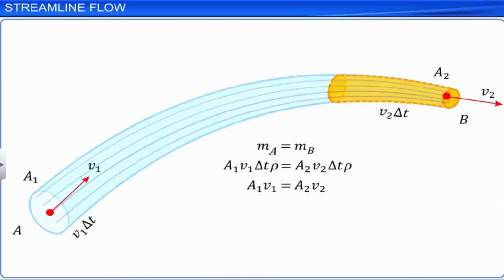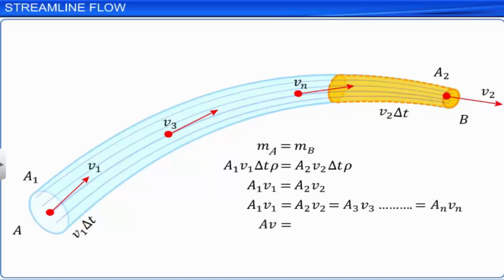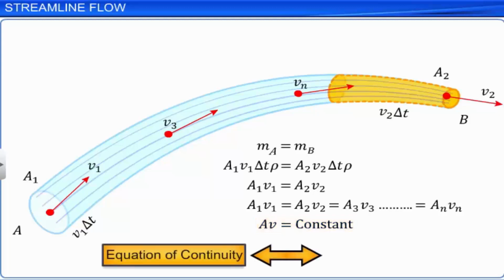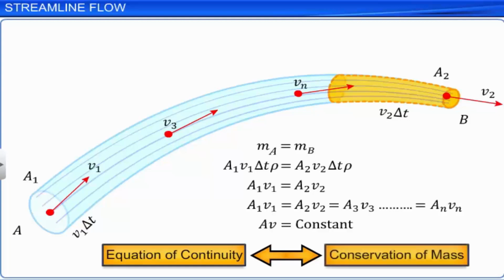If we consider various points in the tube where the velocities of a fluid are different, we can write A1 V1 is equal to A2 V2 is equal to A3 V3 and so on, equal to An Vn. Thus, we can say AV is constant. The equation of continuity is valid as the product of area of cross-section and speed remains the same at all points of a tube of flow. The equation of continuity represents the conservation of mass in the case of moving fluids.